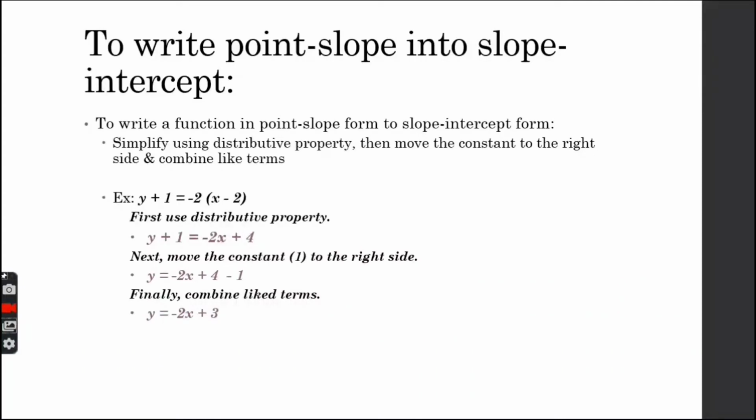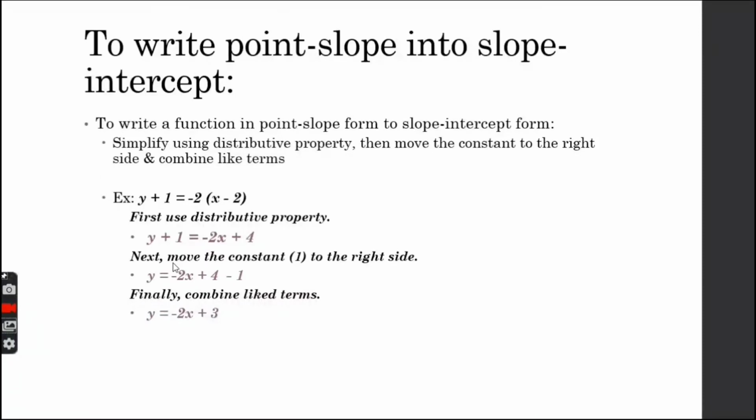Y plus 1 is equal to negative 2 times x minus 2. So first I have to use distributive property. So again, I see my parentheses here. So I need to distribute this negative 2 to both things inside the parentheses by multiplying. So I have negative 2 times x, negative 2x, and then I have negative 2 times negative 2. Again, a double negative is a positive. So positive 2 times 2 is 4. That's how I get my positive 4 here.